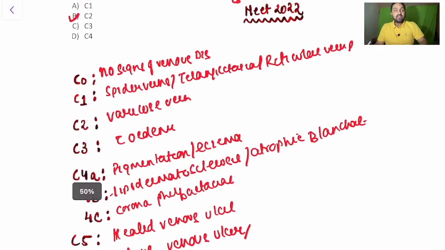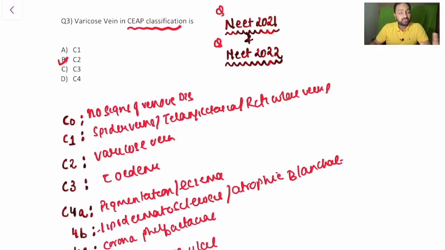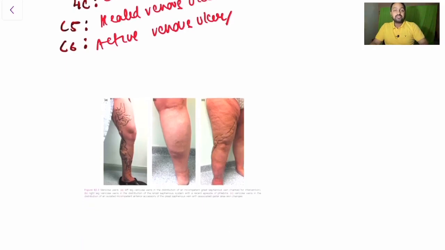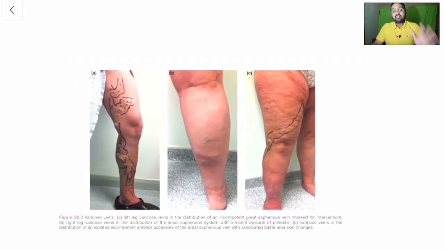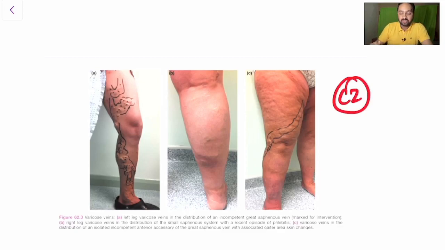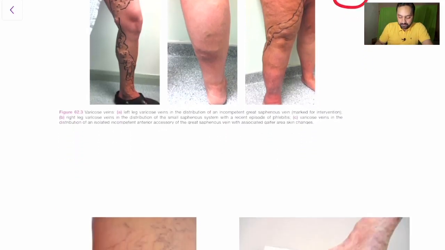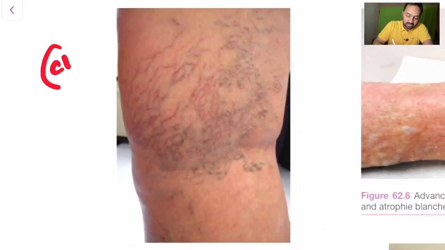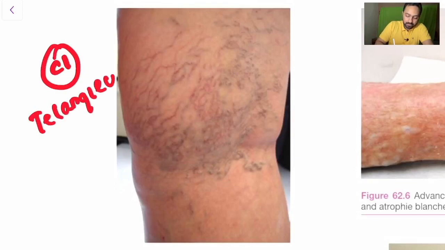So they have asked you direct questions from your CEAP classification, whereas the recent trend has also been giving you an image and asking you the CEAP classification. Like if you see in this image, this is your C2 classification showing your varicose vein. Then we have this image, which is the C1 showing your telangiectasia, right?